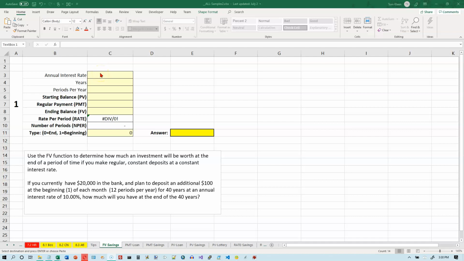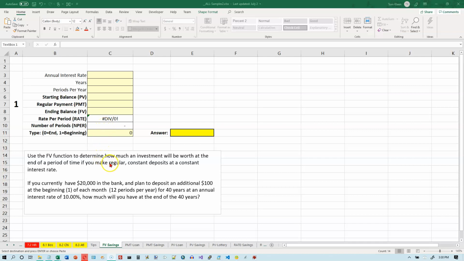In this video, we're going to take a look at one of the financial functions in Excel called future value. The future value function will tell you how much money you will have in the bank at the end of a certain amount of time. And there are two assumptions that are made when you're using the future value function.